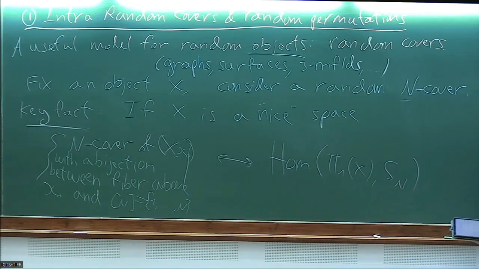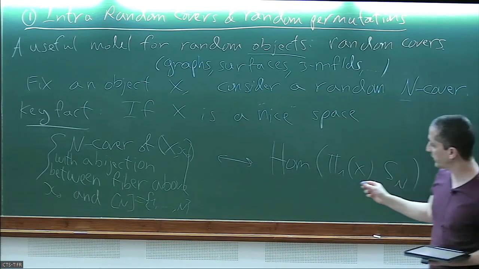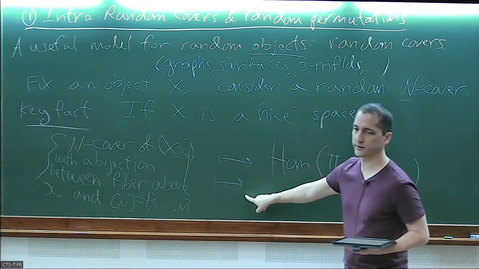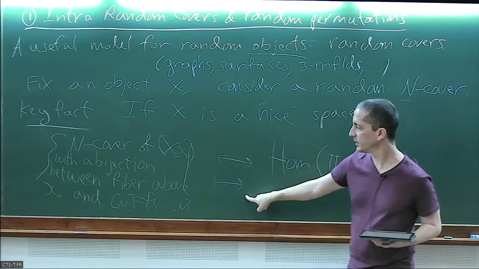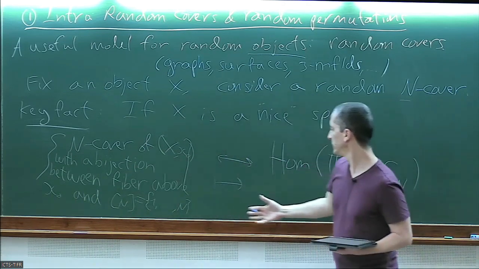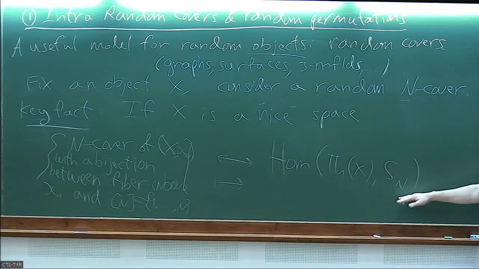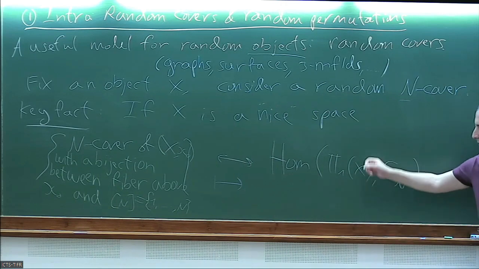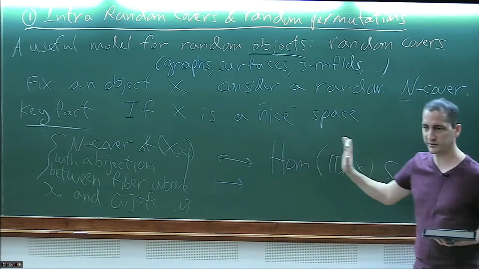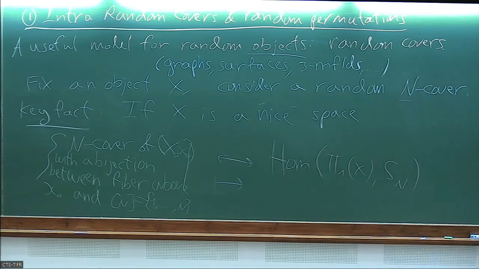So I want to start by first explaining this direction, this implication, okay? If I'm given an n-cover of a space, what is the homomorphism I get to Sn? These are classical facts from algebraic topology, but I want to remind you of this.